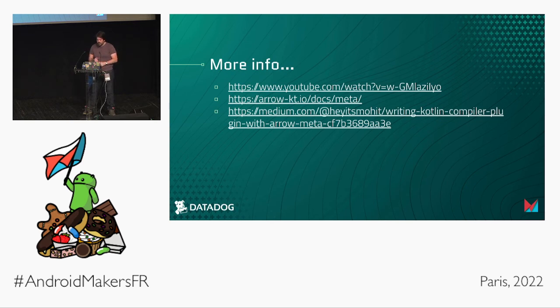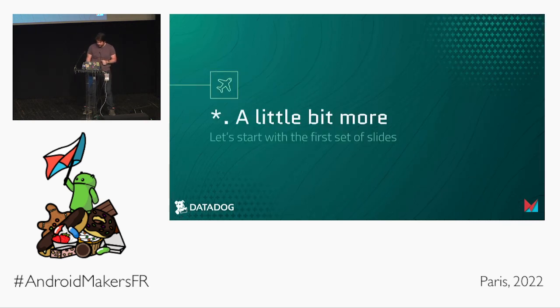If you want more info about this, you can go watch a YouTube talk from a Kotlin conference that explains how you write a compiler plugin, the Gradle plugin, and so on. You also have Arrow, that you might know if you do functional programming with Kotlin, which also provides a functional way of writing Kotlin compiler plugins. They have the full documentation and a Medium article on how to do this.